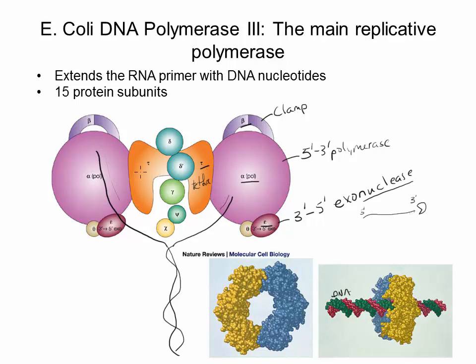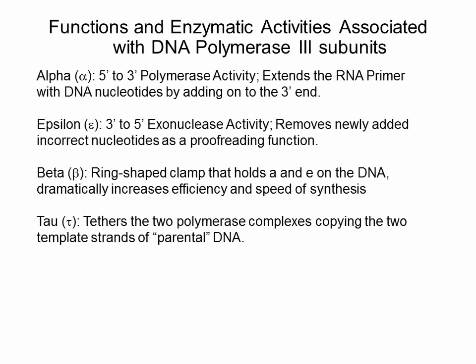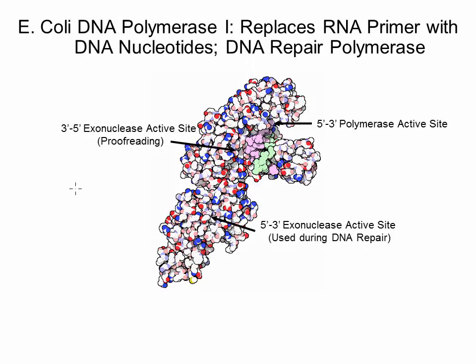The tau subunits and the rest of the subunits that we're not going to go into their functions tether these two complexes on the two parental strands to one another so that they don't essentially run away from one another, right? So it's sort of coordinating the bidirectional and double-stranded replication of DNA so that it's happening in an organized and coherent fashion. And just to make sure that that was all clear, I've also given you that typed out here, all of those functions associated with those individual subunits. So you have that. What about DNA polymerase I?